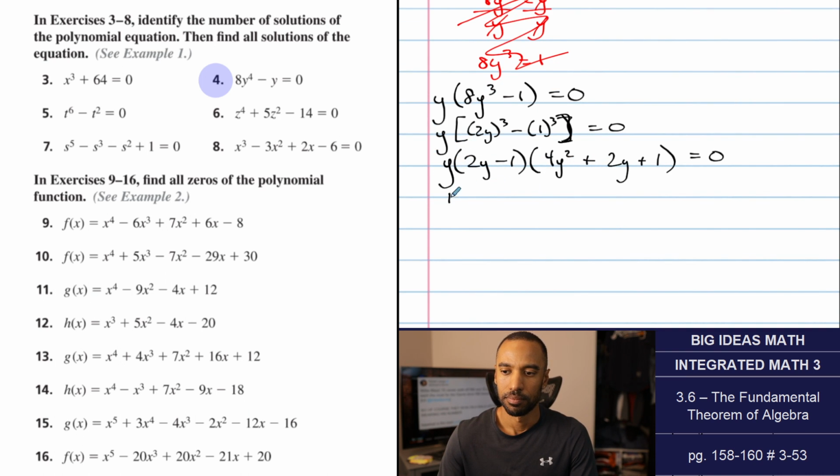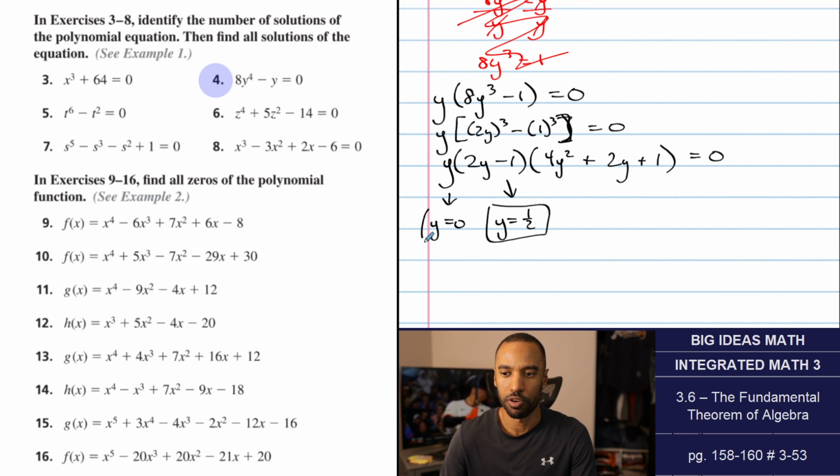We have the zero product property in use where y can equal 0, or if 2y minus 1 equals 0, you add 1 to both sides and divide by 2. You get y equals 1/2. Here are 2 of your 4 solutions. We have 2 more. Here we can solve using the quadratic formula or completing the square. This time I prefer the quadratic formula. If you don't know the reason why, it's because this is a 4 instead of a 1, and that definitely helps me to use the quadratic formula instead.